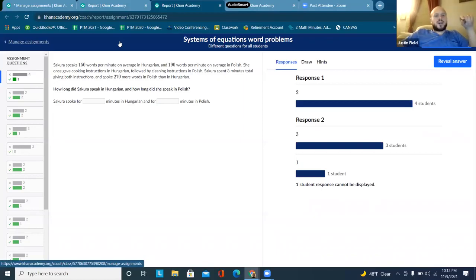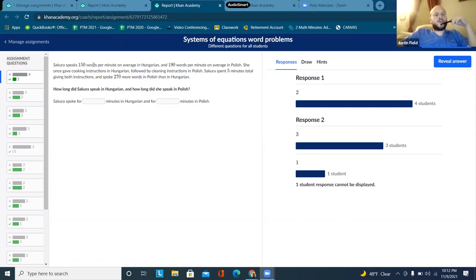So Sakura, this one is system word problems. Sakura speaks 150 words per minute in Hungarian and 190 words per minute on average in Polish. She once gave cooking instructions in Hungarian, followed by cleaning instructions in Polish. Sakura spent 5 minutes total giving both instructions and spoke 270 more words in Polish than in Hungarian.